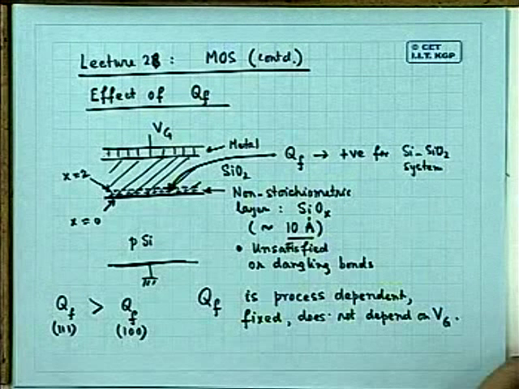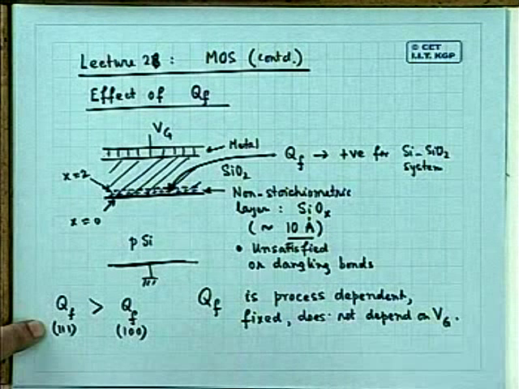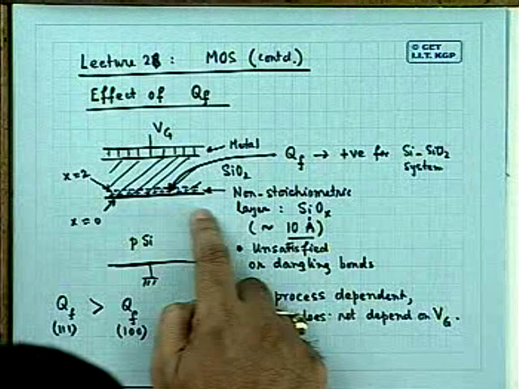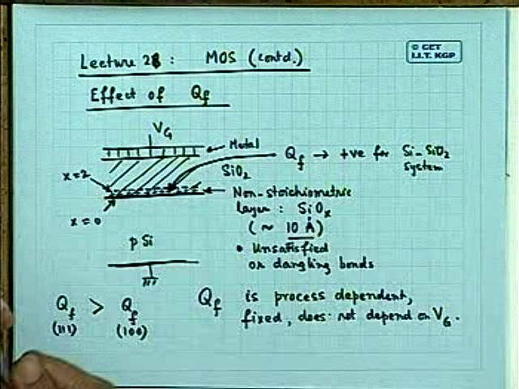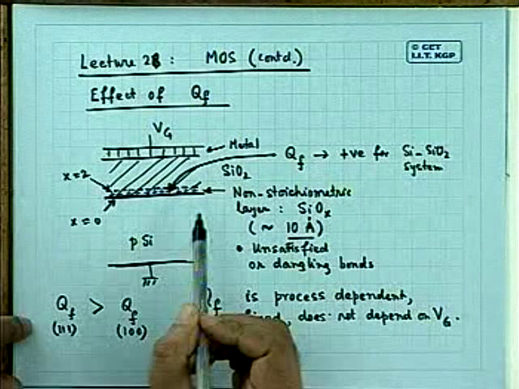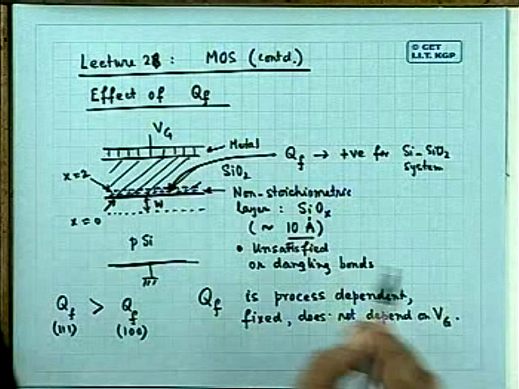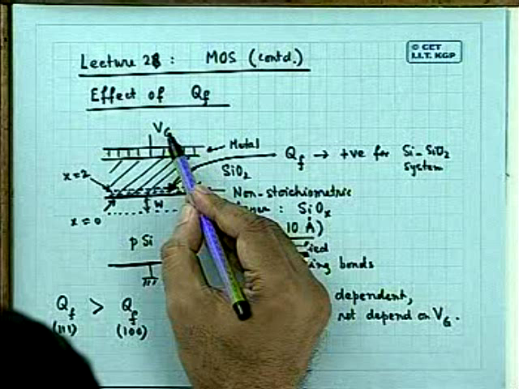And what will be the effect of this QF? In the case of P silicon, this positive charge will attract electrons and repel holes. Even if I do not apply any gate bias, if Vg is equal to 0, because of the presence of plus QF, a depletion layer will be created automatically. Because of the presence of the positive charge, a depletion layer will be created, even with Vg equal to 0.